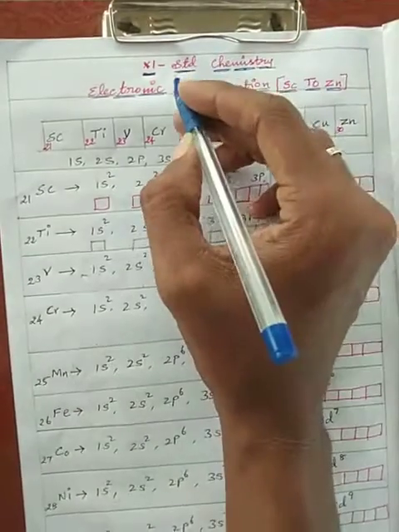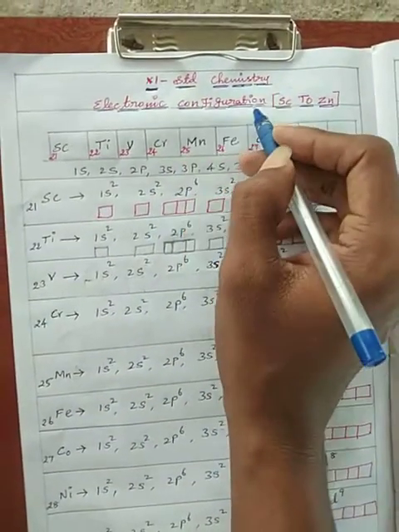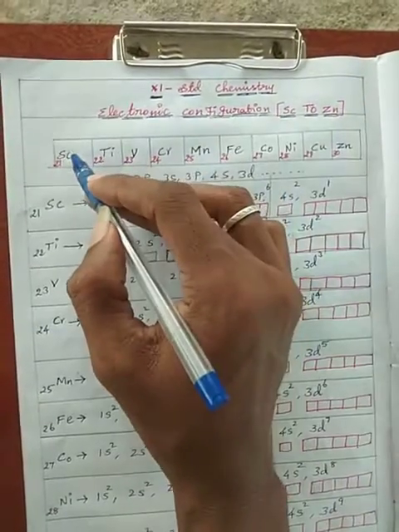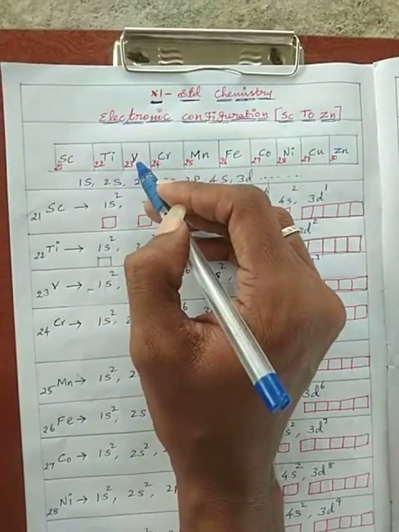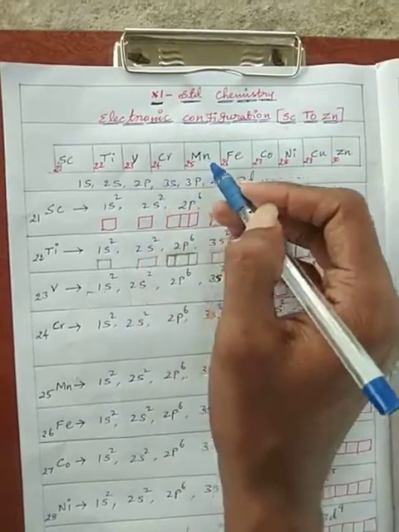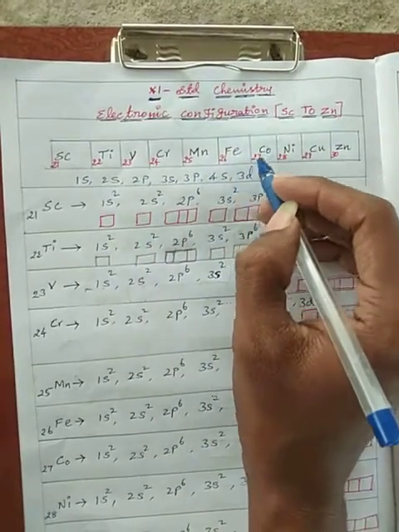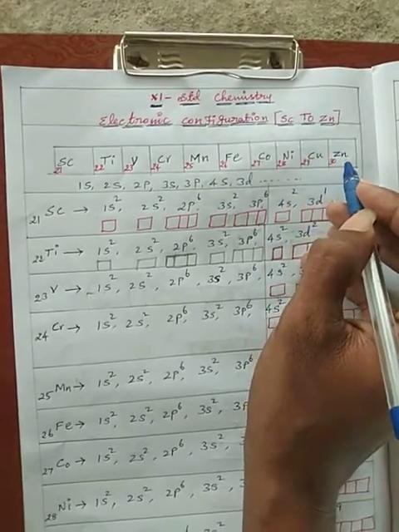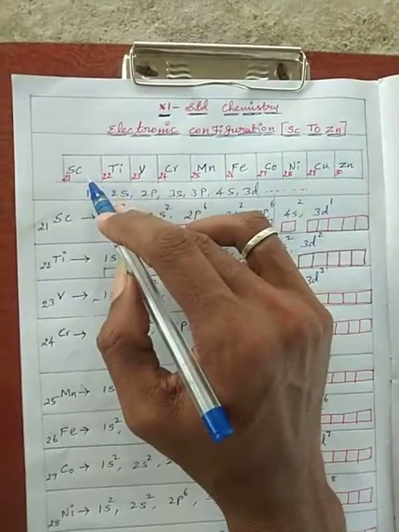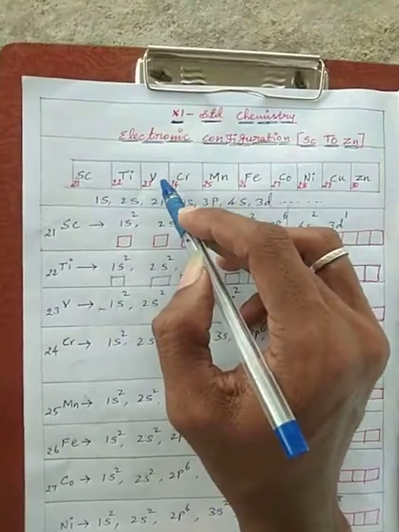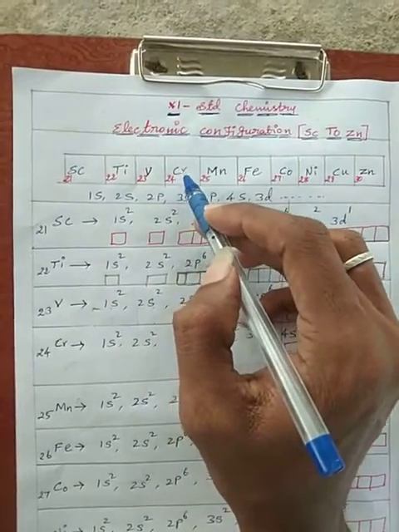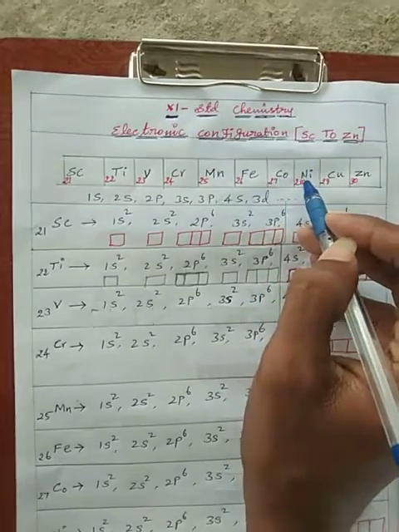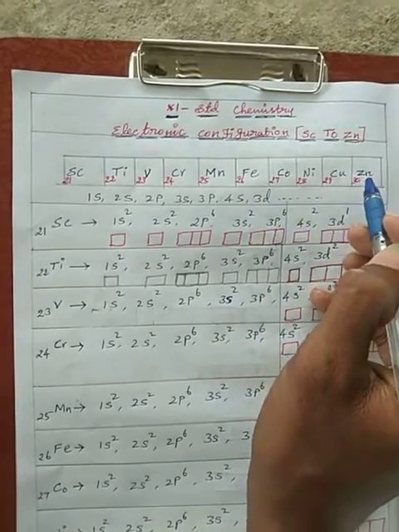Welcome students. Today's session in 11th standard chemistry is the electronic configuration for scandium to zinc. Scandium, titanium, vanadium, chromium, manganese, iron, cobalt, nickel, copper, zinc.